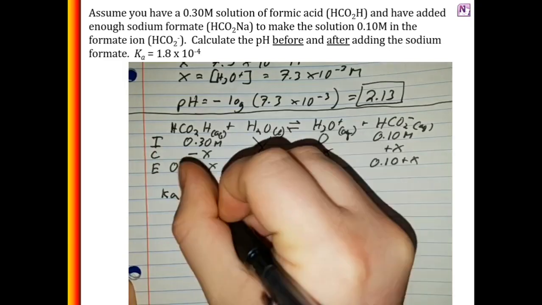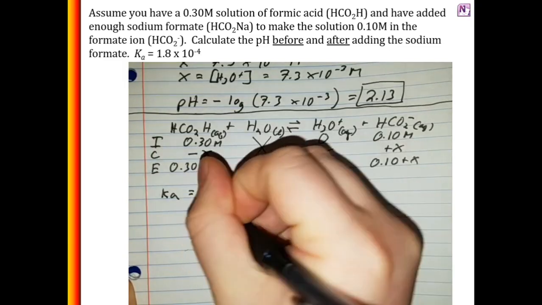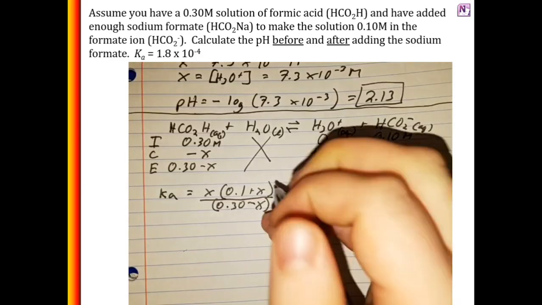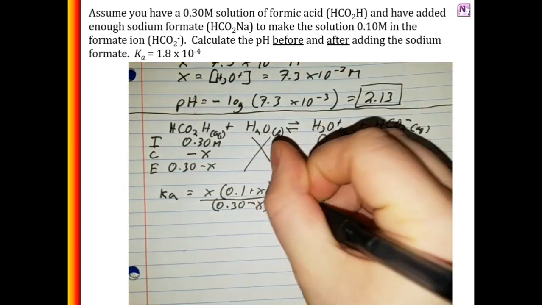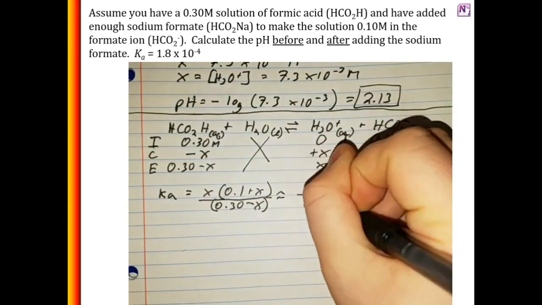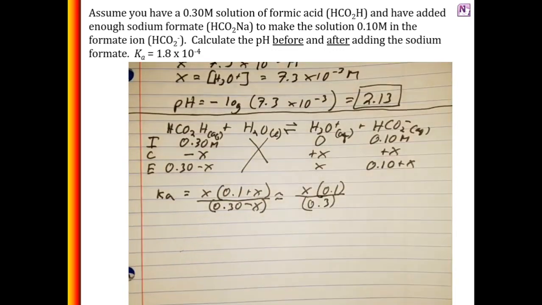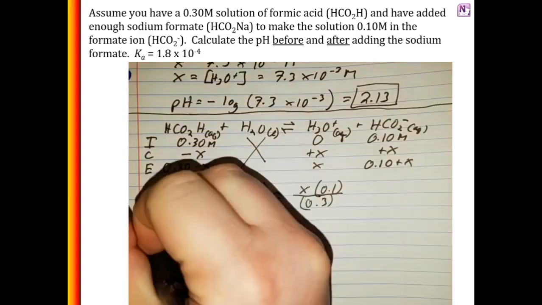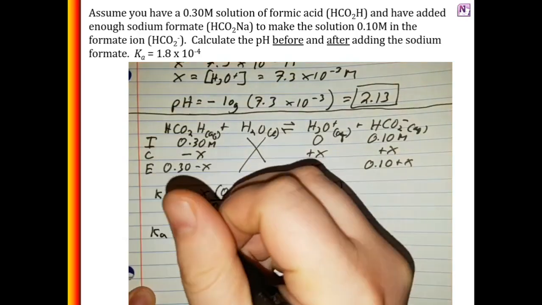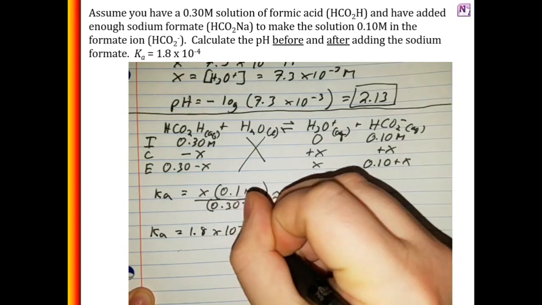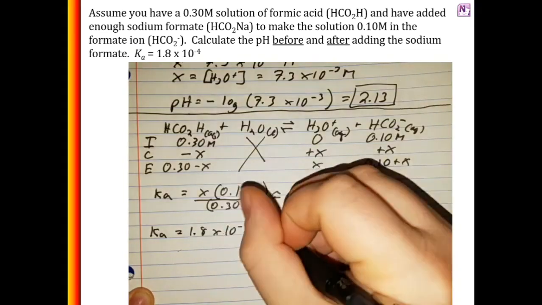Okay, and again, we're going to use our assumption here, where we can assume that Ka is relatively small, and we can assume that this is approximately equal to x times 0.1 over 0.3. Okay, so we're basically forgetting about this plus x and this minus x, just to make our lives a little bit easier. Okay, so now we can set up that Ka is equal to, so same Ka, 1.8 times 10 to the minus 4 is approximately equal to x times 0.1 over 0.3.